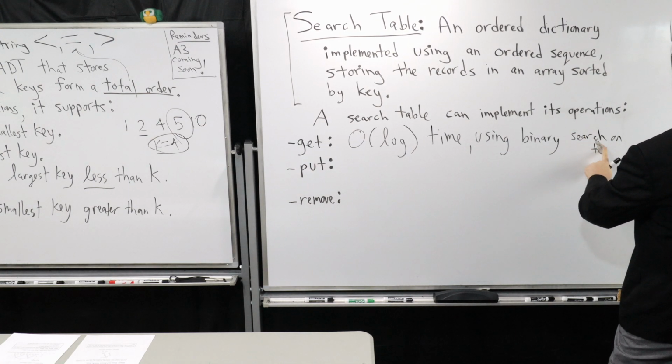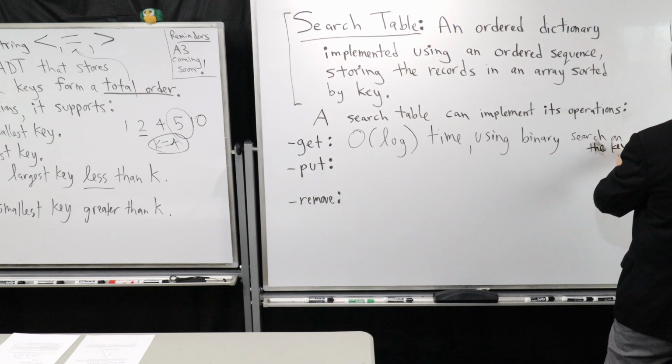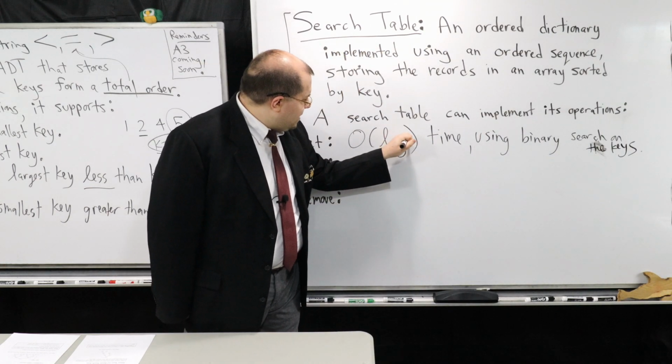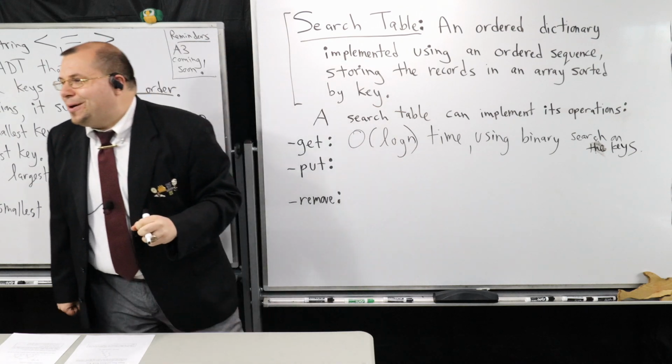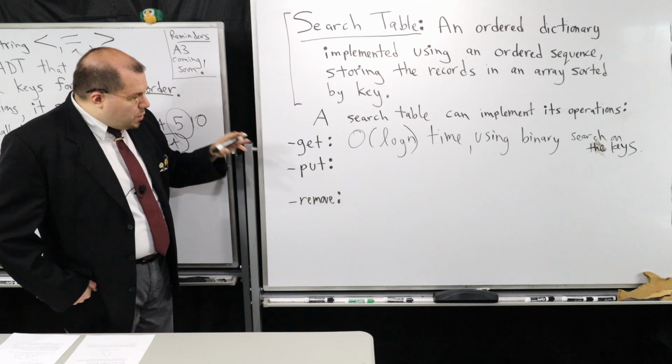Okay, that H is looking a little sad. Let's fix that. On the keys. So we know we can do this rather nicely. Whoops, I forgot an N right there. There we go. My apologies. So we've got the get operation, now put and remove.